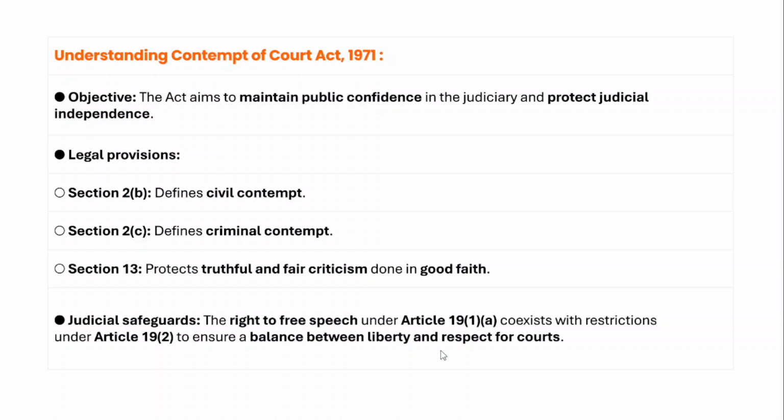So let's understand the Contempt of Courts Act 1971, which has divided contempt into civil contempt and criminal contempt. Now what is the objective? The objective is to maintain public confidence in the judiciary and at the same time to protect judicial independence. So these are the two important objectives of the Contempt of Courts Act 1971. First, maintain public confidence, and second, protect judicial independence. However, if you look at the legal provisions of the Act, Section 2 subclause B defines civil contempt. Section 2 subclause C defines criminal contempt.